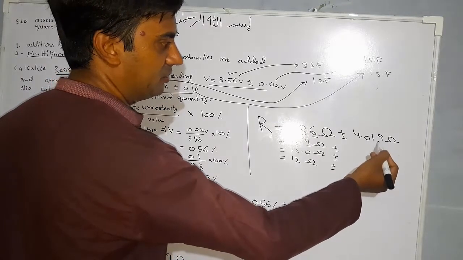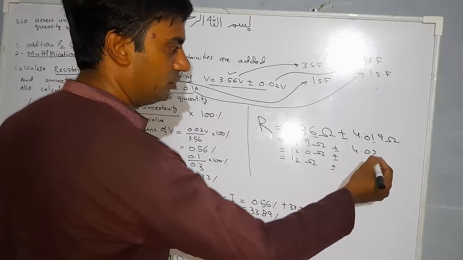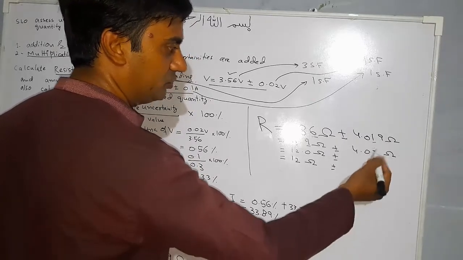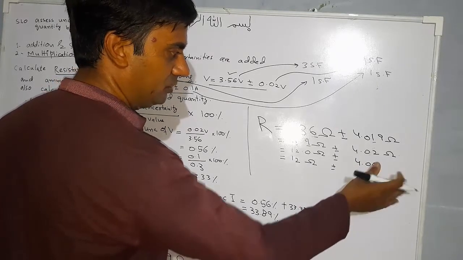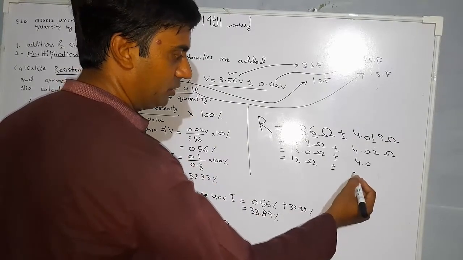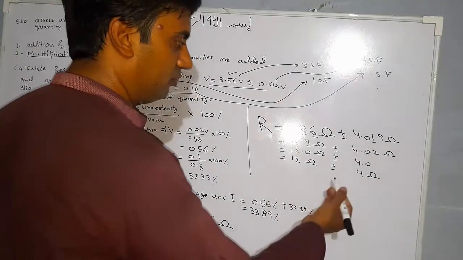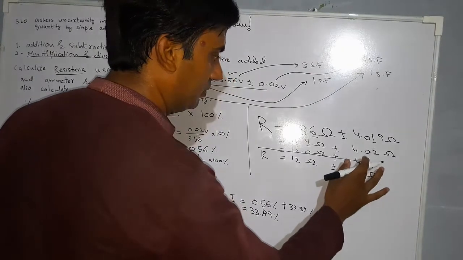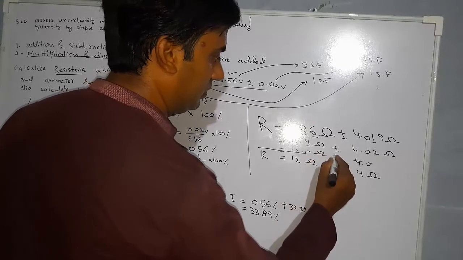This digit is 9, more than 5, so 1 will be added right here. No doubt it becomes 4.02. Even though it has 3 significant figures, we have to convert it into 1. So the 2 is simply dropped because it is less than 5, and then 4.00, 4.0, and furthermore it has 2 significant figures. We can write the final answer into one significant figure as 4 ohms. So 12 ohm plus minus 4 ohms, that will be the resistance with uncertainty.